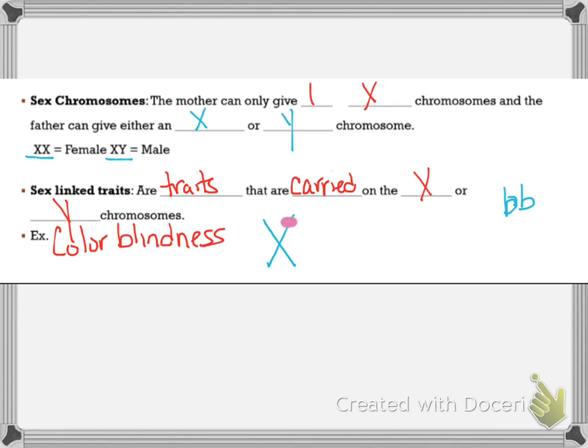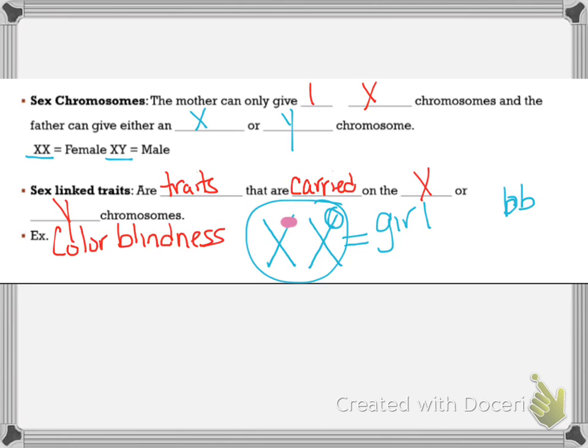Well, then when the sperm fertilizes the egg and brings the dad's X to the situation, he does not have the recessive trait for colorblindness, and that means that this offspring is going to be a girl. And she's not going to be colorblind because this is the dominant trait. She'll carry the colorblindness gene, but she won't be colorblind.